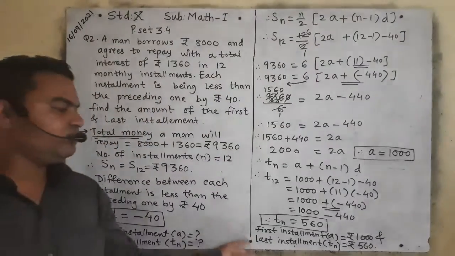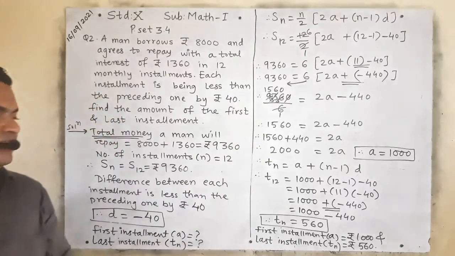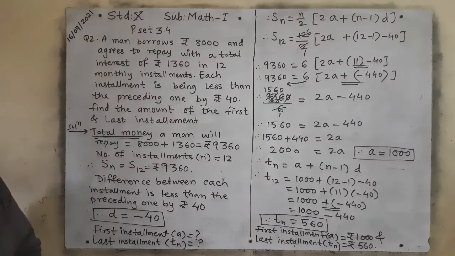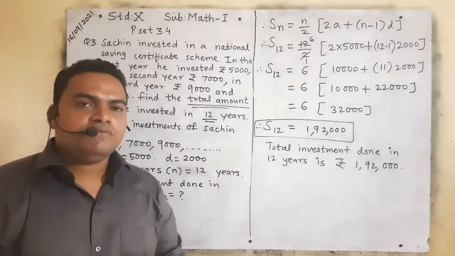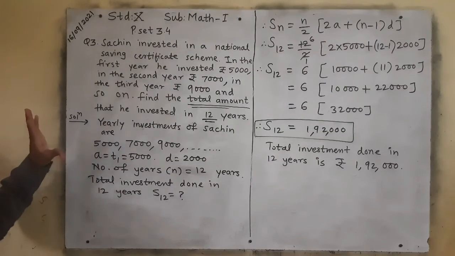So here at last we will write: the first installment is rupees 1000 and the last installment will be rupees 560. So this is how we will solve question number 2. Now we will see question number 3 of practice set 3.4. It is very easy to understand.